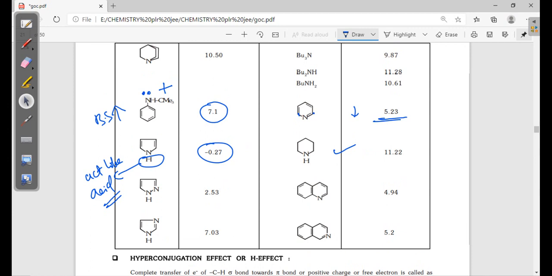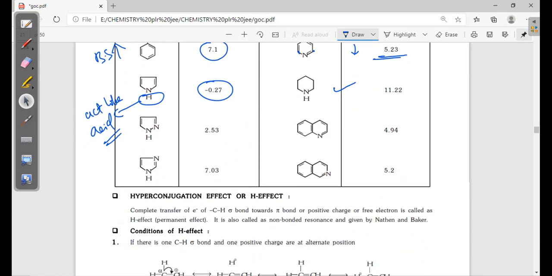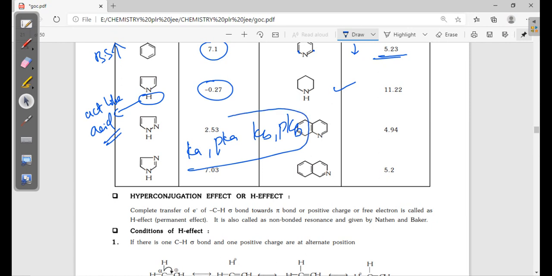So this video's main purpose is that you have to know Ka, pKa, Kb and pKb. If you understood all these four concepts, that is enough. The purpose of this video is fulfilled. Done.